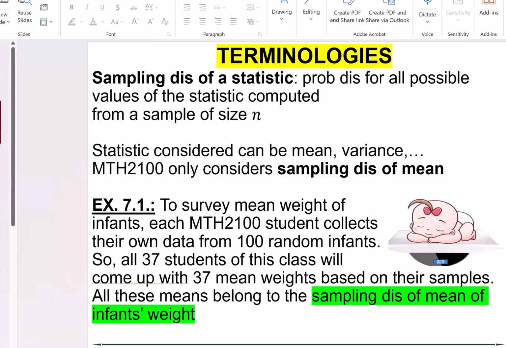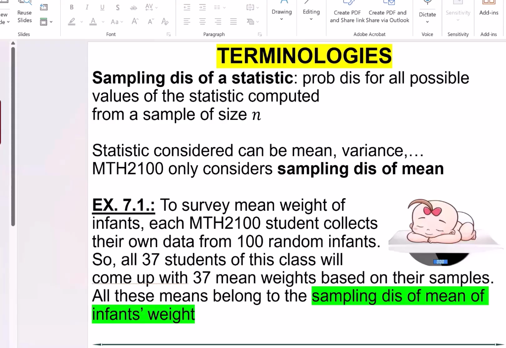Maybe for one student, the mean weight of the infants from his sample may be 7 pounds. Another student may get a mean of maybe 6.5 pounds. Another student may get a mean weight of maybe 7.6 pounds. Even though we may not know exactly what the values are, with the sampling distribution, we can know how these means behave and how they are distributed.